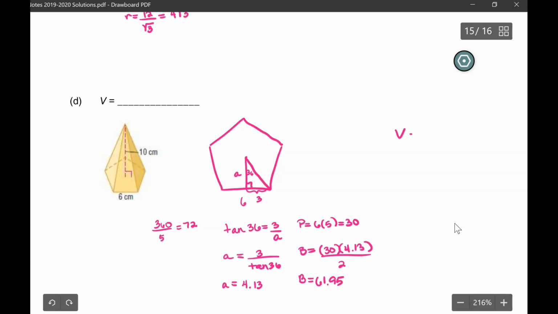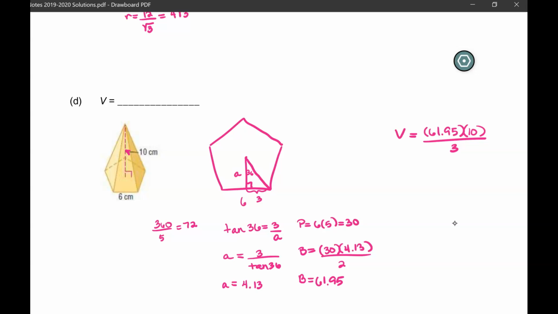So for the volume, it's going to be area of the base times the height divided by 3. Our area of the base, 61.95, times the height, which they give us here is 10, and we want to divide that by 3. And I get about 206.5, and that's cubic centimeters.